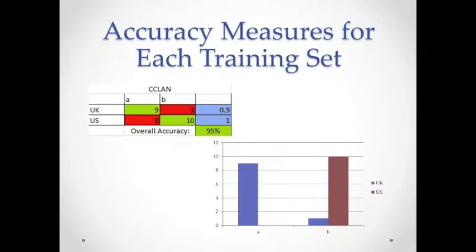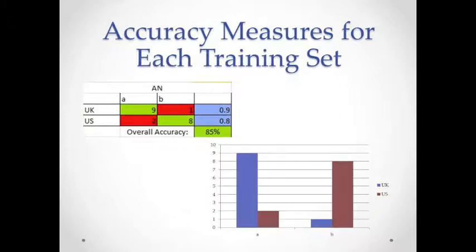The accuracy measures for each training set are as follows. The CCLAN, the center color labor aluminium neighbor R file trained using J48, gives a 95% accuracy rating. The LAN, the labor aluminium neighbor set, gives a 95% accuracy rating also. And the aluminium neighbor set gives 85%.